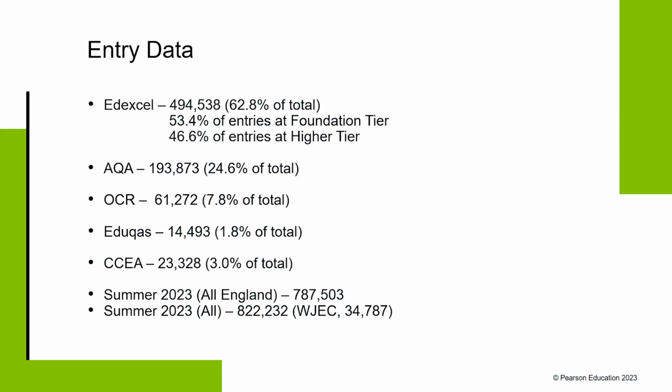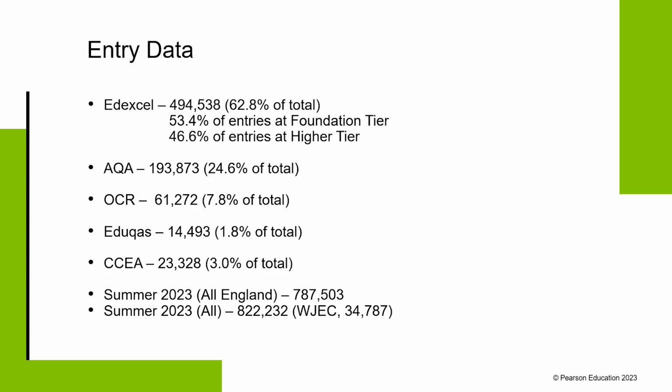So let's have a look at the entry data. So you will see that we had just under 500,000 students sit their GCSE maths with us this summer. An even split, really, still looking at 50-50 if you like, so 53.4% of those students were sitting the foundation tier, and then 46.6% the higher tier. That's our entry data.